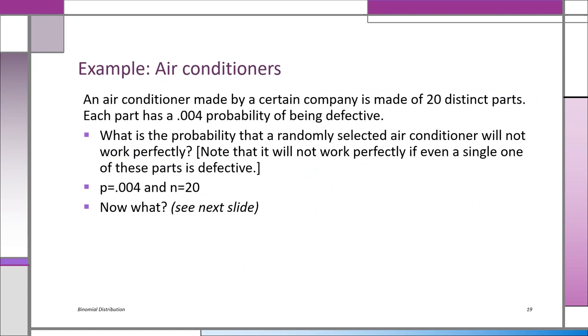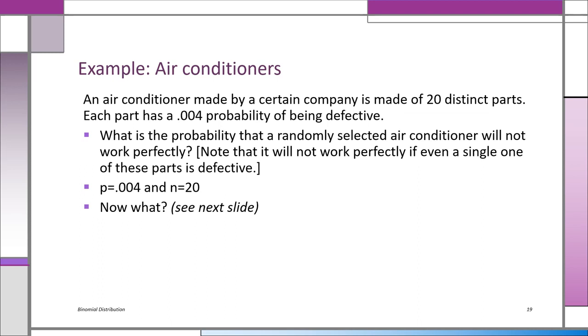Let's pretend an air conditioner made by a certain company is made of 20 distinct parts. And let's assume each part independently has a 0.004 probability of being defective. That's another way of saying 4 chances in 1,000 of being defective. So you're going to assemble these 20 different parts, and each part has a 0.004 probability of being defective. What is the probability that a randomly selected air conditioner will not work perfectly?